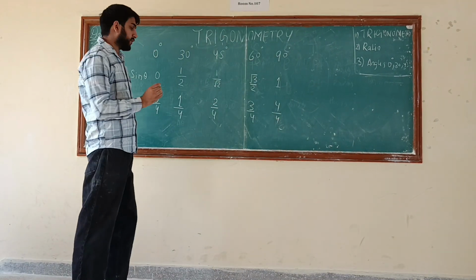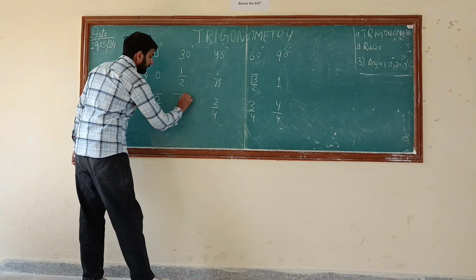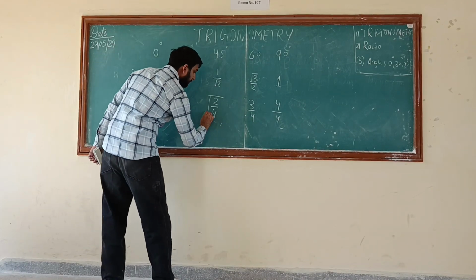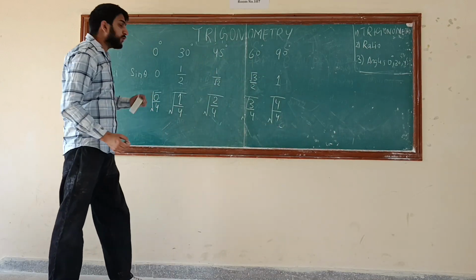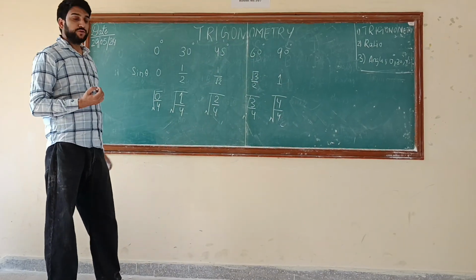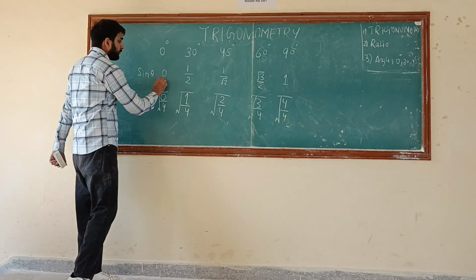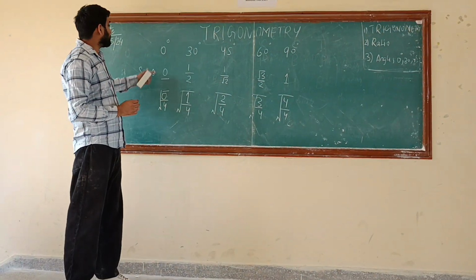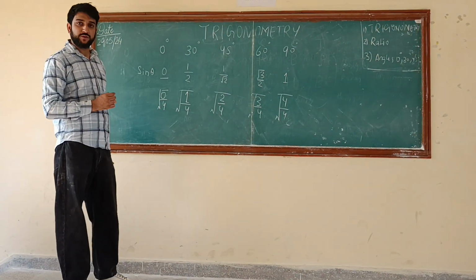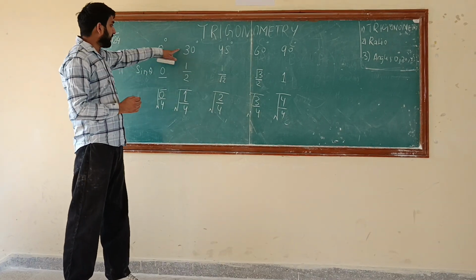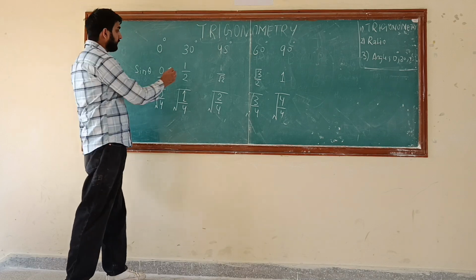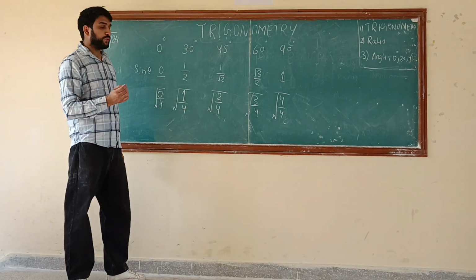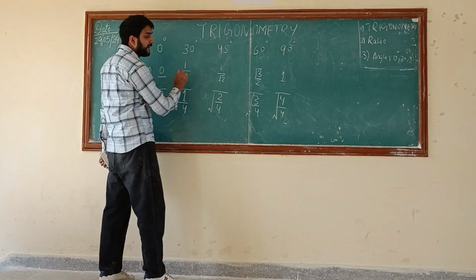Now we take under root to resolve. First we know 0 upon 4 is 0. So under root of 0 is 0. By this we can learn sin 0 degree is equal to 0. Next one is sin 30 degree. 1 upon 4 under root. We know under root of 1 is 1 and under root of 4 is 2. So value of sin 30 is equal to 1 by 2.